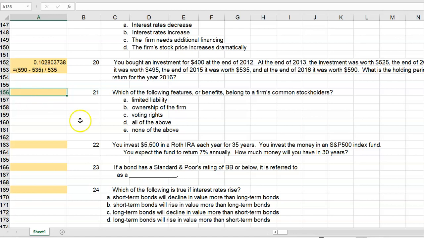Which of the following belongs to a firm's stockholders? Limited liability, ownership. Yep, looks like all of them.